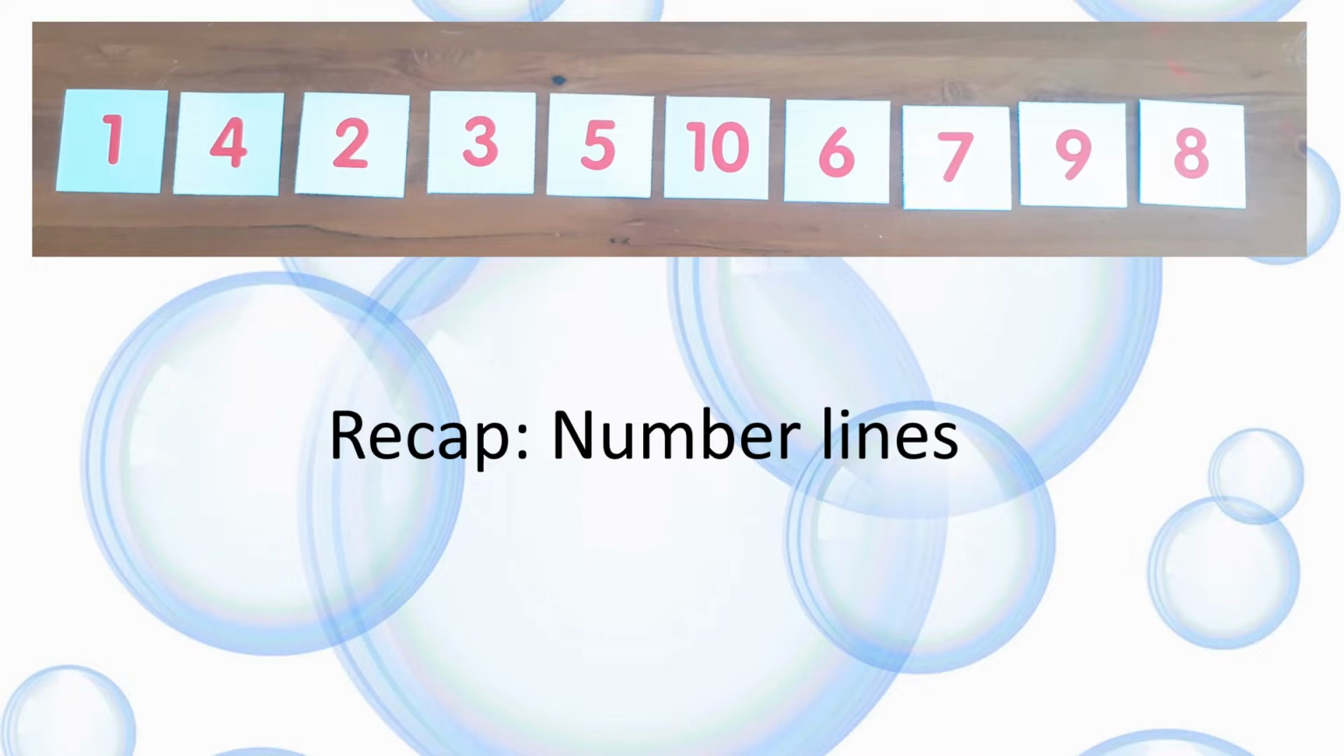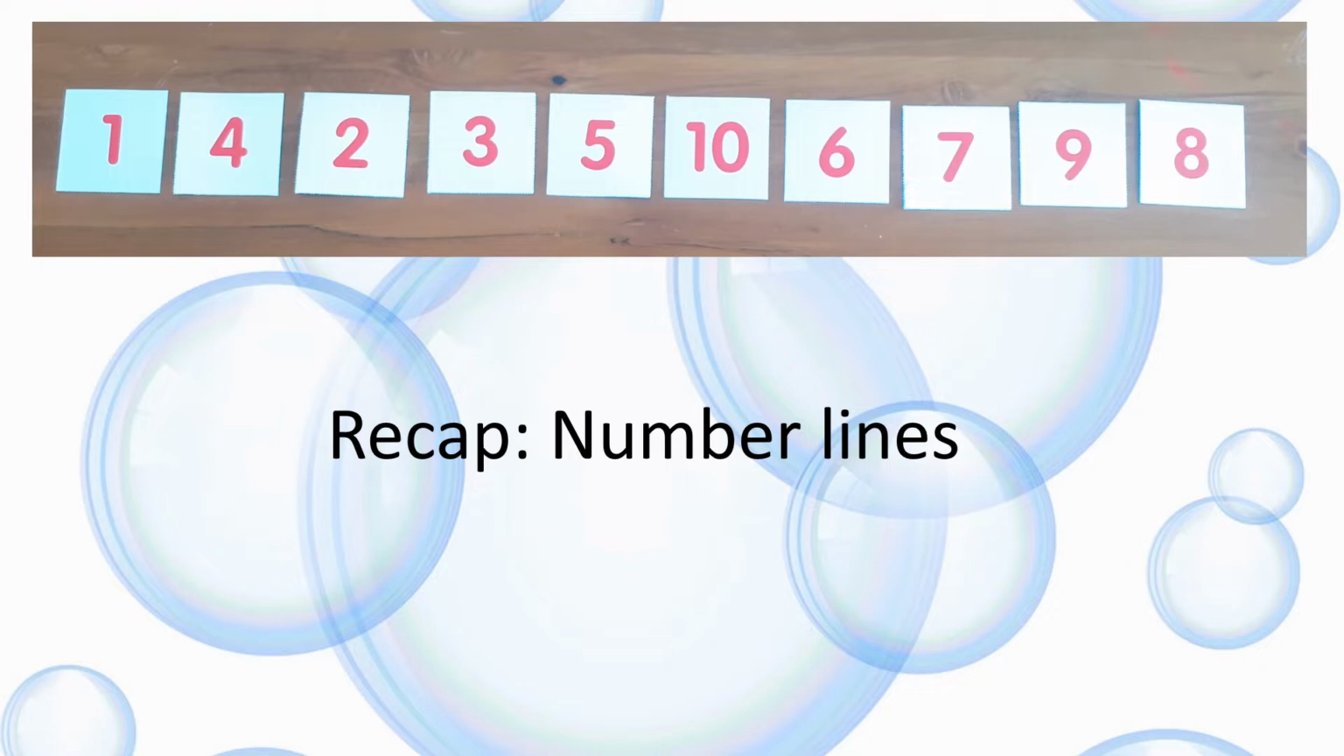The first thing we need to look at here is our number line, and I've got a very nice ordered number line up the top here. Let's see if it makes sense when we read it. Shall we do it together? 1, 4, 2, 3, 5, 10, 6, 7, 9, 8. That doesn't seem quite right, does it?